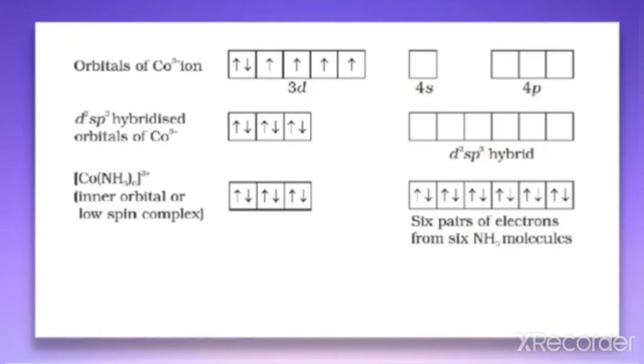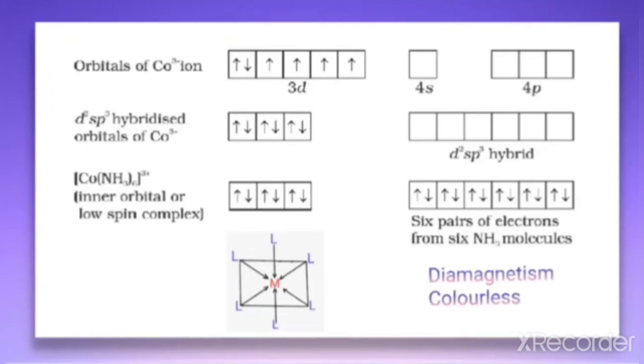So what will be the geometry for this? When the hybridization is d2sp3, the geometry is octahedral. And from this concept, we can identify the magnetic behavior, whether it is paramagnetic or diamagnetic. When you look here, all electrons are paired. Therefore it shows diamagnetic behavior.